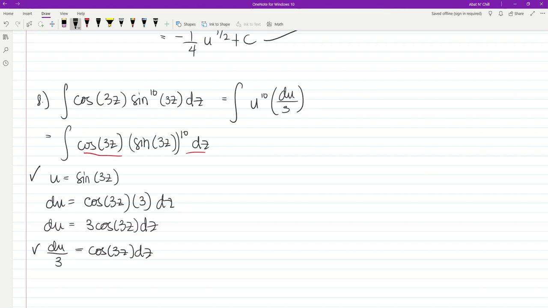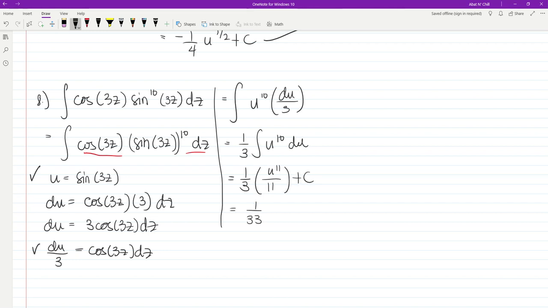Okay? du all over 3. So, what happens here is that we can factor out 1/3. And then we have the integral of u raised to 10 du. It's very easy. By the power rule, we have u raised to 11 over 11 plus c. Then we have 1 all over 33 u raised to 11 plus c.